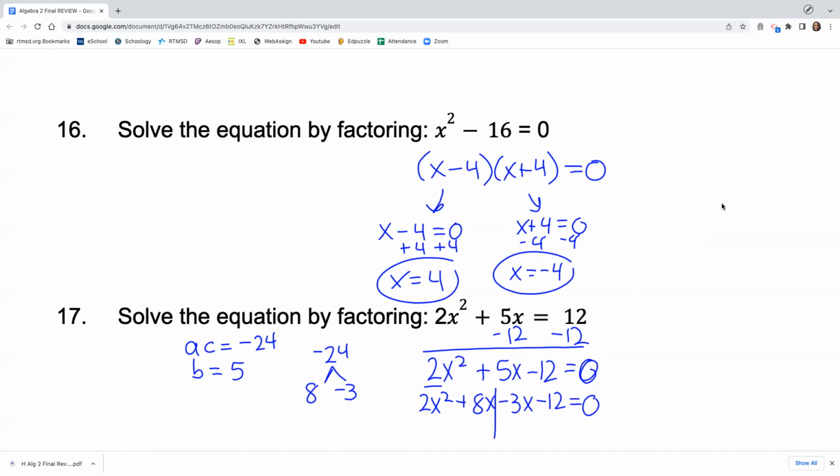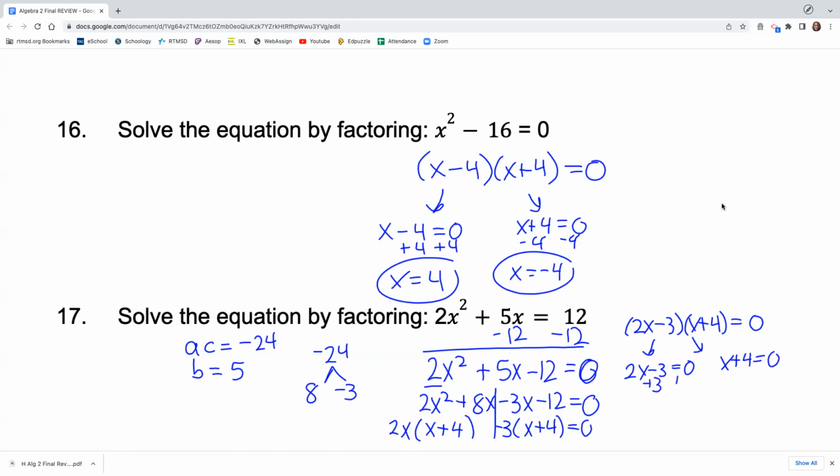And factor by grouping. Greatest common factor on this side is a 2x. Greatest common factor on this side is a -3. We regroup. We're going to regroup this as 2x minus 3 times x plus 4 equals 0. We set both of these things equal to 0. And we solve. This one takes 2 steps. We add 3 to both sides, then we divide by 2. So in any order or any format, either 3/2 or 1.5, just look for the answer that would represent 3/2. And then this other answer is -4.